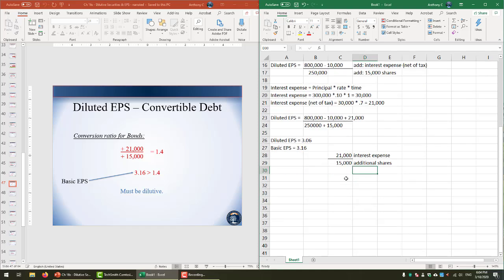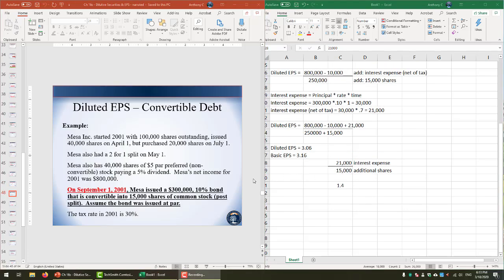If we divide 21,000 by 15,000, we get a ratio of 1.40. So in this case, since this ratio of 1.40 is less than basic EPS, that means by adding these to the numerator and denominator, we're going to end up diluting EPS.